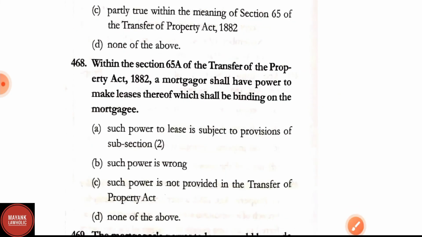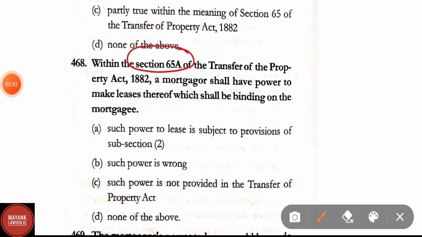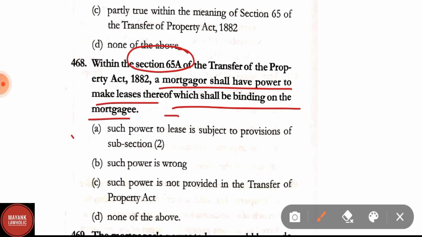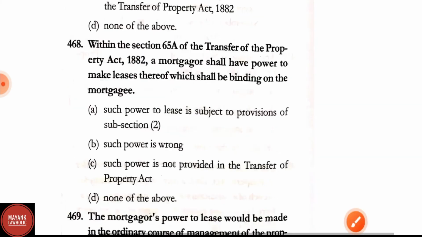Question number 468. Within the meaning of Section 65A of the Transfer of Property Act, mortgagors shall have the power to make a lease thereof which shall be binding on the mortgagee. Option A, such power to lease is subject to the provision of subsection 2. Option B, such power is wrong. Option C, such power is not provided in the Transfer of Property Act, and D, none of the above. Here, correct answer is option A. Such power to lease is subject to the provision of subsection 2.